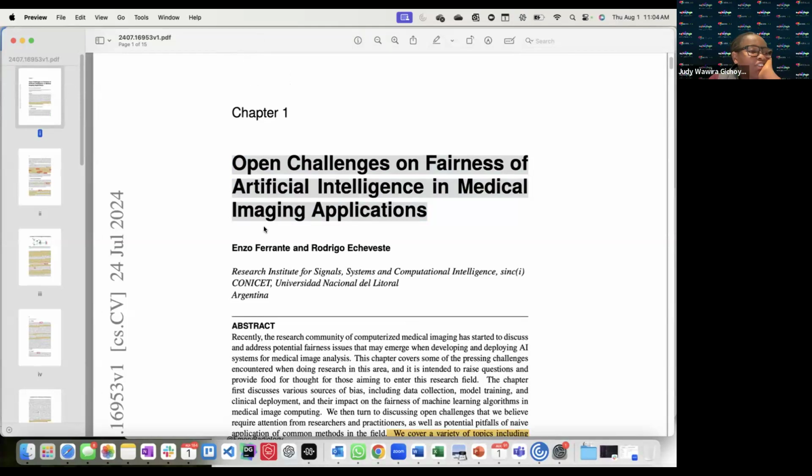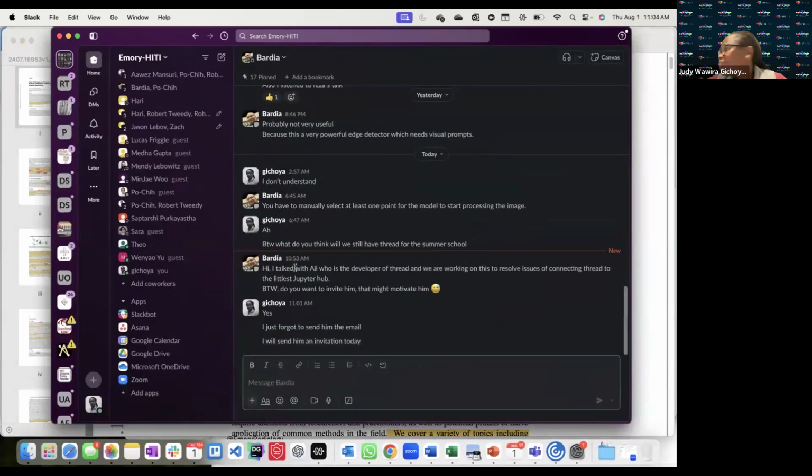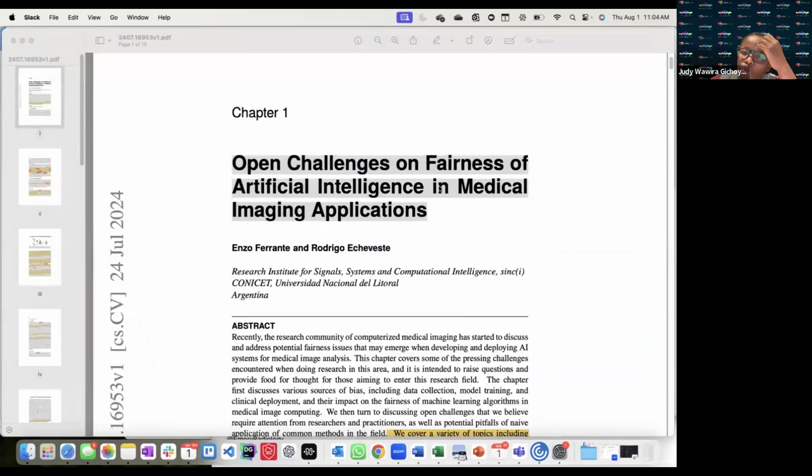So this paper talks about, do you guys need a link or you're fine? So this paper talks about open challenges on fairness of AI in medical imaging applications. And I think that it's an important thing for us to think about writing this type of things.